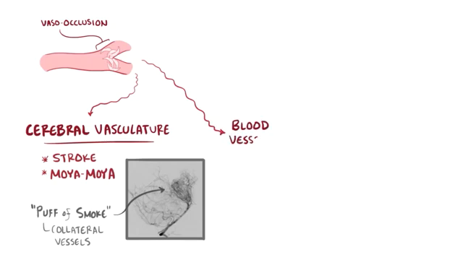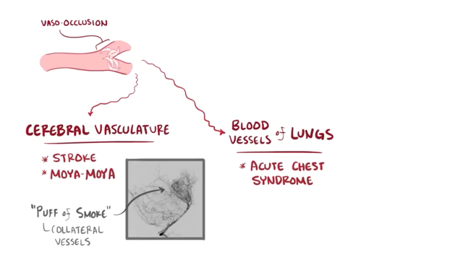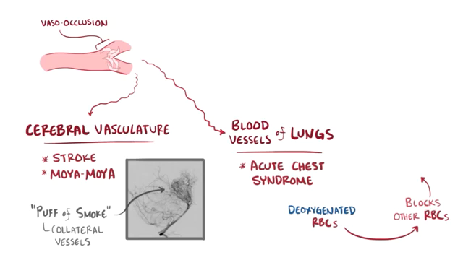They can also get stuck in the blood vessels of the lungs, leading to acute chest syndrome. This is particularly dangerous because it sets up a vicious cycle of congested, deoxygenated red blood cells preventing other red blood cells from getting oxygen. And this is made worse by the lung's natural tendency for hypoxic vasoconstriction, which is blood vessel constriction in areas of the lungs that are low in oxygen.